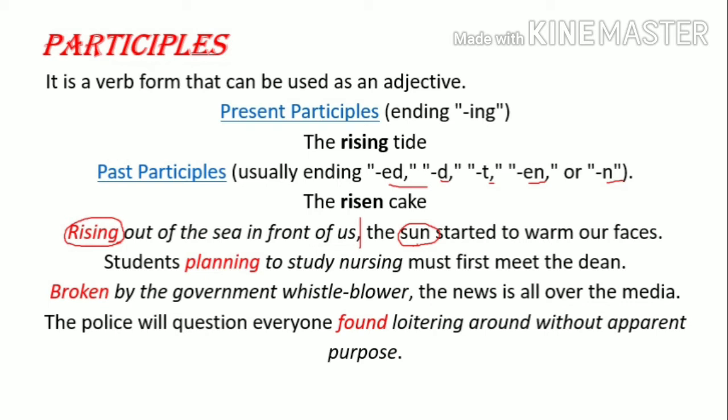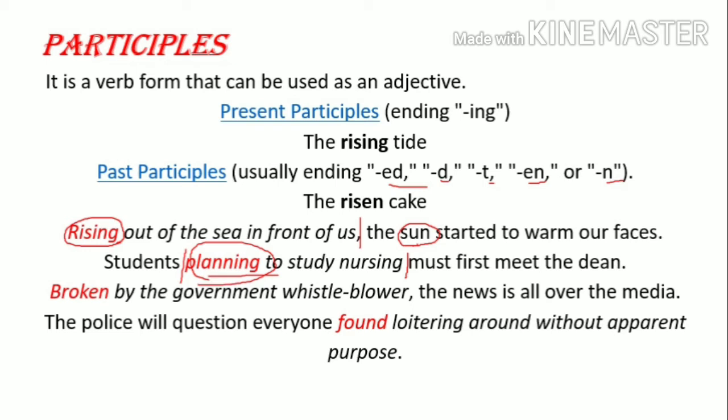Okay, look at the second sentence. Students planning to study nursing must first meet the dean. Students must first meet the dean is a complete sentence. Who are supposed to meet the dean? Who are planning to study nursing should meet the dean. Planning to study nursing is a phrase here which starts with the present participle planning.